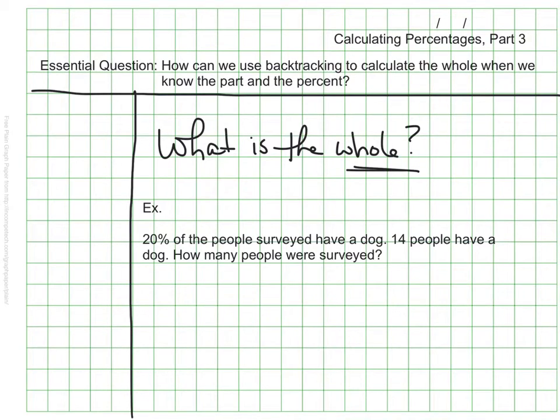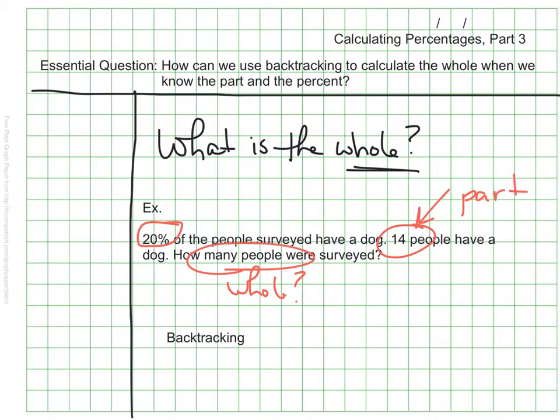For example, 20% of the people surveyed have a dog. 14 people have a dog. How many people were surveyed? In this case, we know the percent, right? We know that the percent is 20, and we know the part that have a dog. What we don't know is the whole, right? We don't know that part.